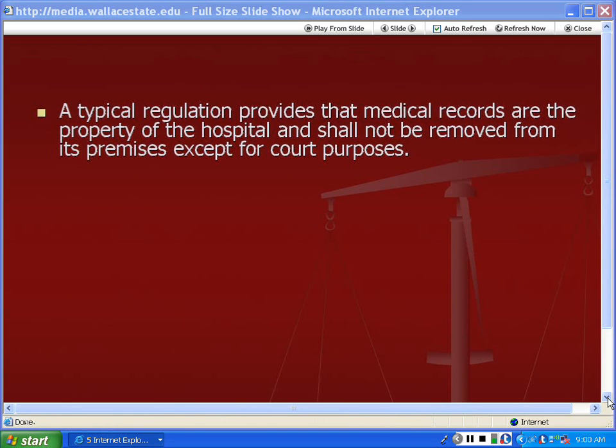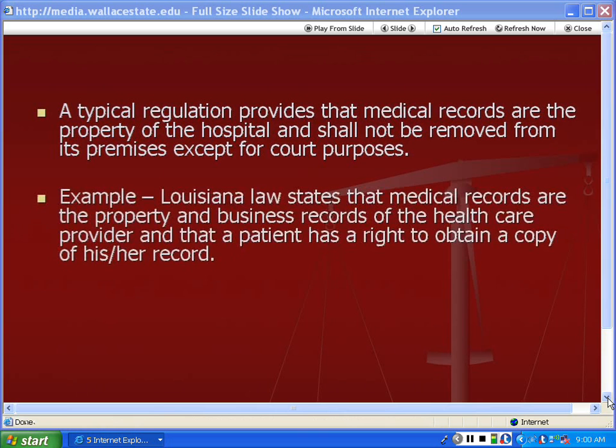Now, just an example. Louisiana law states that medical records are the property and business records of the healthcare provider, and that a patient has a right to obtain a copy of his or her record. So if they're the property of the hospital, the paper or the computer disk where the records are stored, the patient still has a right to copy that information. Doesn't have a right to come in and demand the original, because that's the property of the facility. And you'll see a lot of laws that are stated like this.